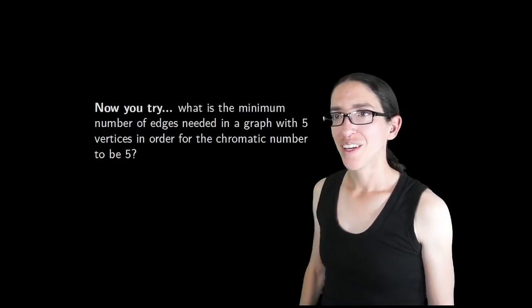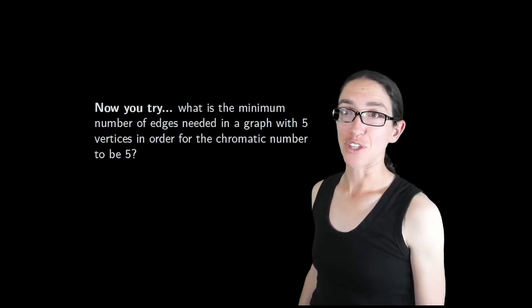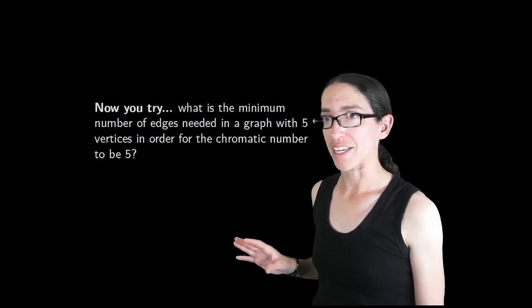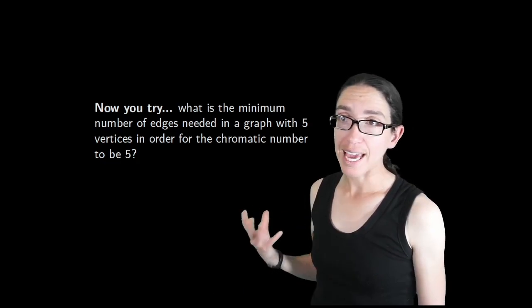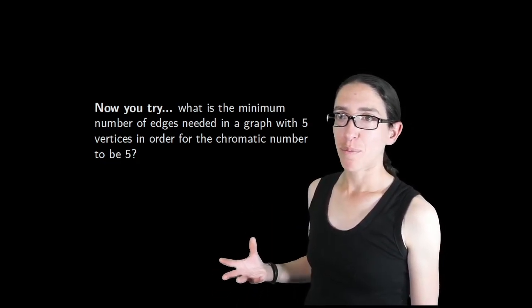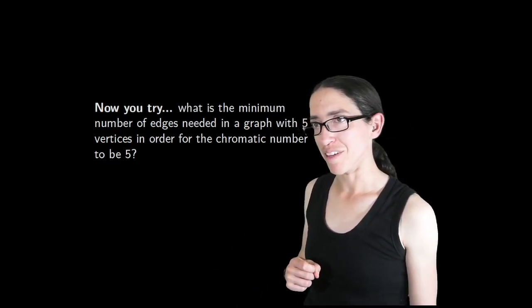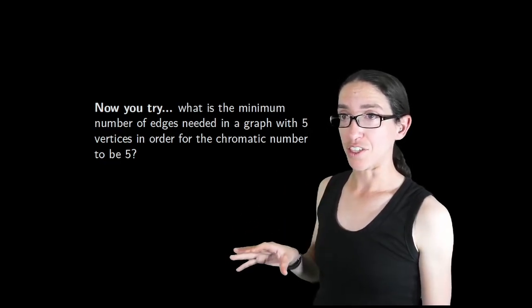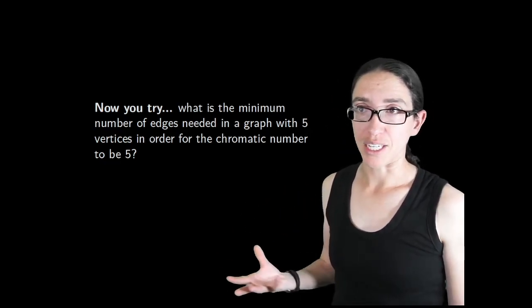So now you try. What is the minimum number of edges needed in a graph with 5 vertices in order for the chromatic number to be 5? We saw that K5 has a chromatic number of 5, but can you delete some edges from K5 and still have it need 5 colors, or do some of them only have chromatic number of 4 or less?